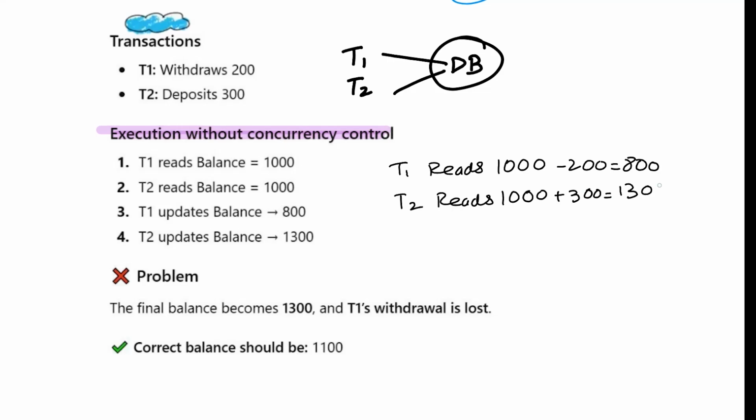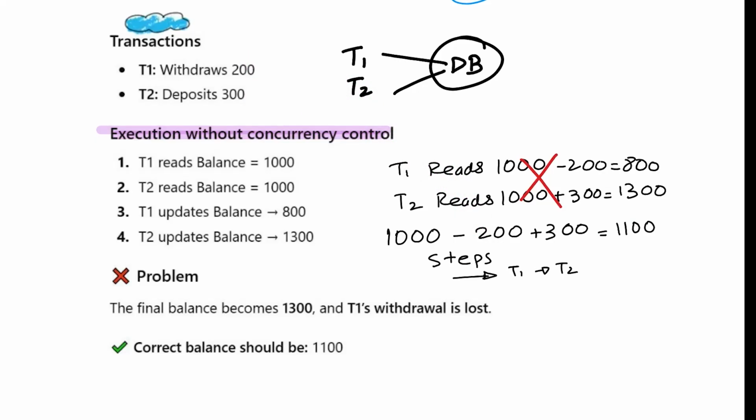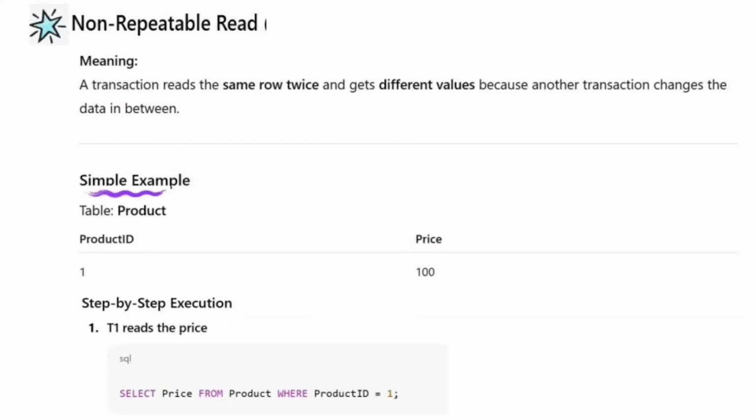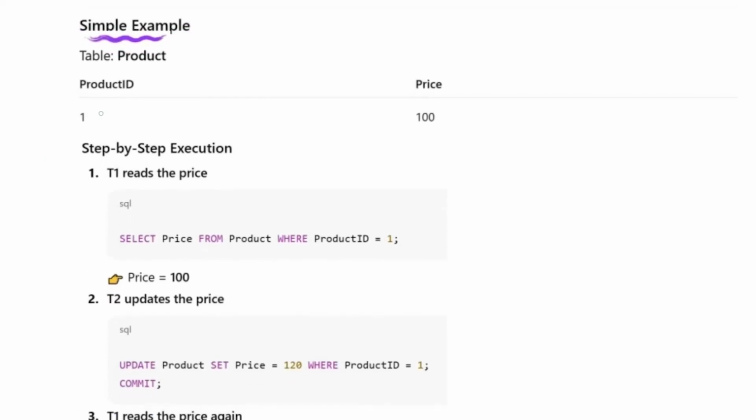This is the lost update problem. One transaction's update gets lost because the transactions happened concurrently without proper control. The second problem is the non-repeatable read. This happens when a transaction reads the same data twice and gets different values because another transaction changed it in between. Let's see a simple example.